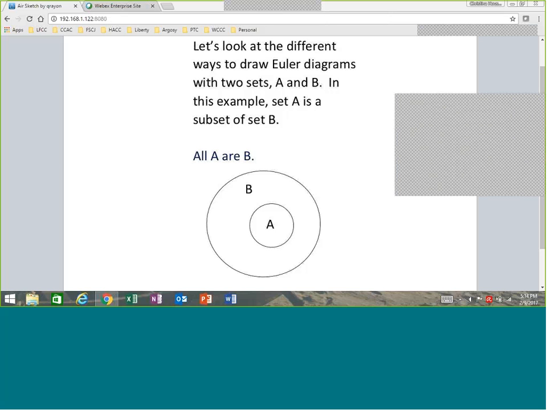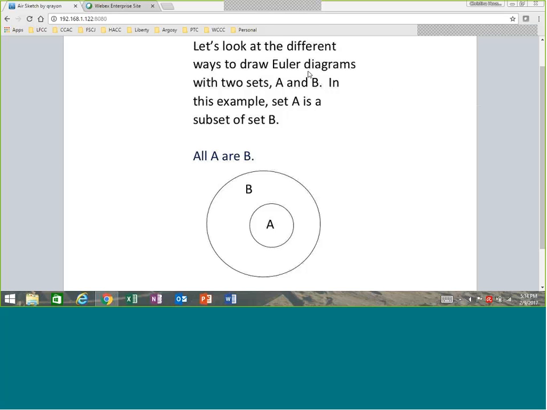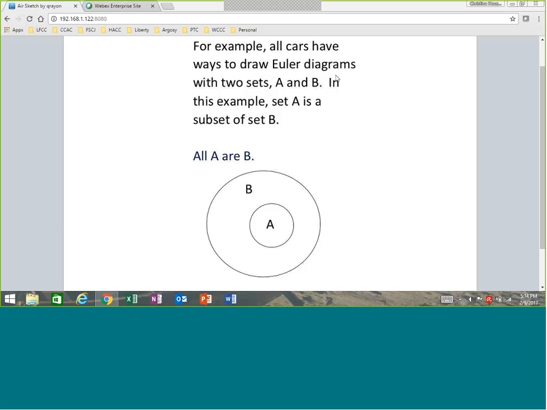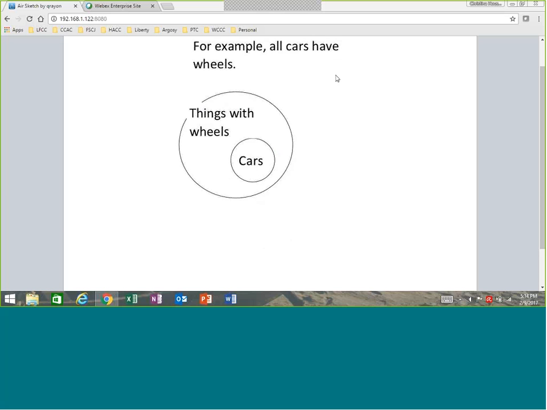So let's take a look at another way we can draw. For example, here's an example of "all A are B." All cars have wheels. So the cars would be the subset, and the things with wheels would be the bigger set there. So that's an example.